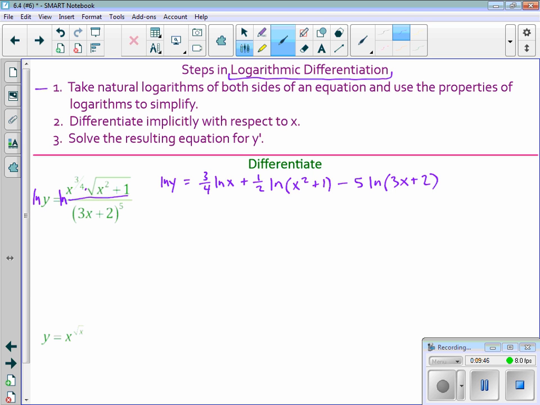So we did step 1 right away here. Step 2, differentiate implicitly with respect to x. So take the derivative with respect to x. So what's the derivative of natural log of y?